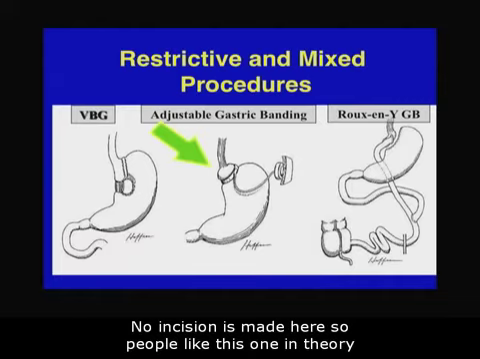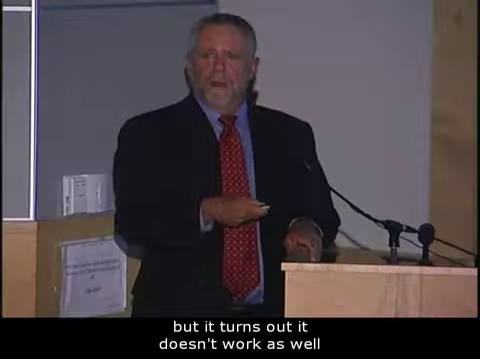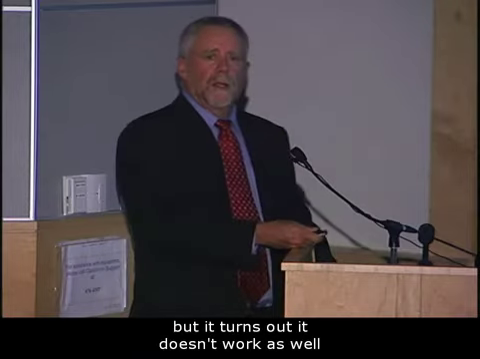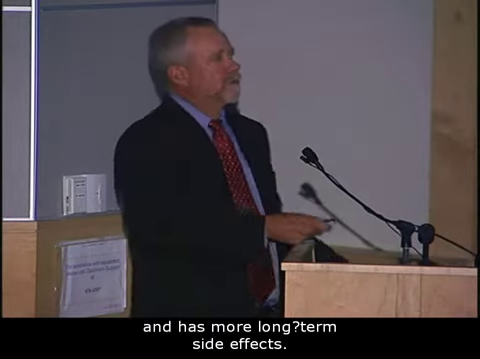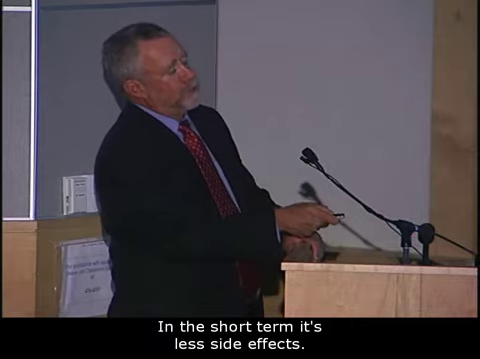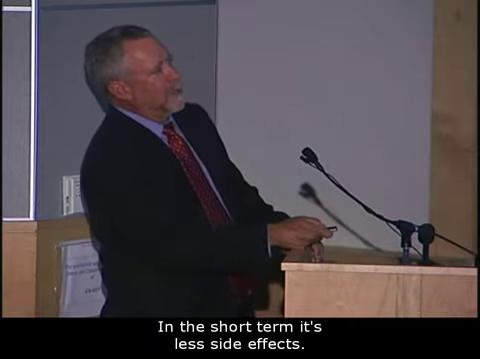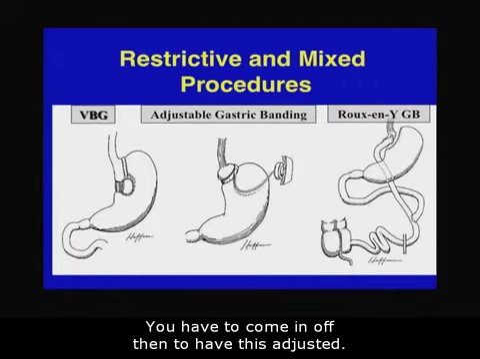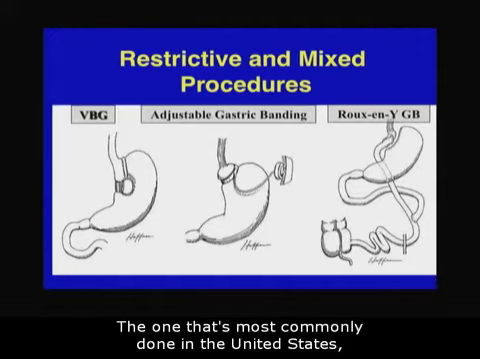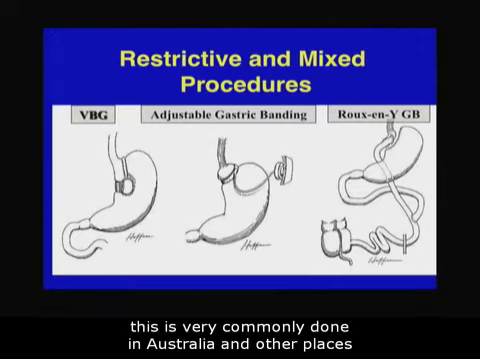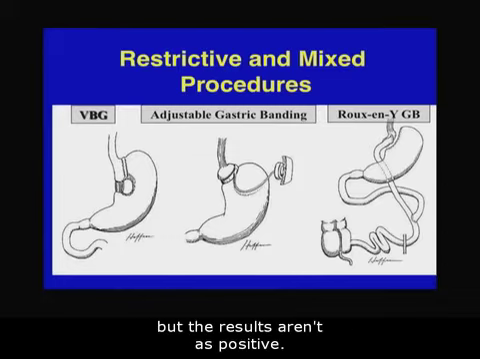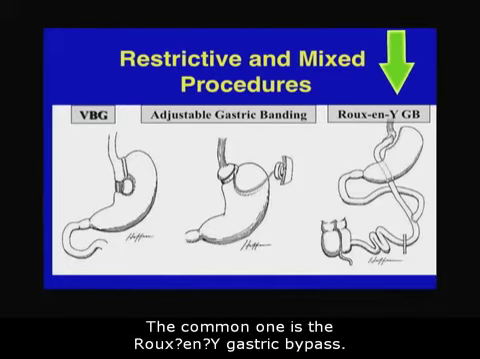No incision is made here, so people like this one in theory, but it turns out it doesn't work as well and has more long-term side effects. But in the short term, it's less side effects. But you have to come in often to have this adjusted and so on. And the one that's most commonly done in the United States, this is very commonly done in Australia and other places, but the results here haven't been as positive. But the common one here is the Roux-en-Y gastric bypass.